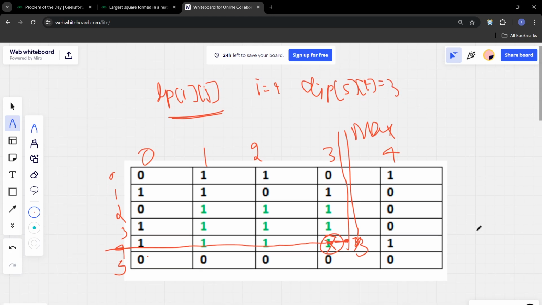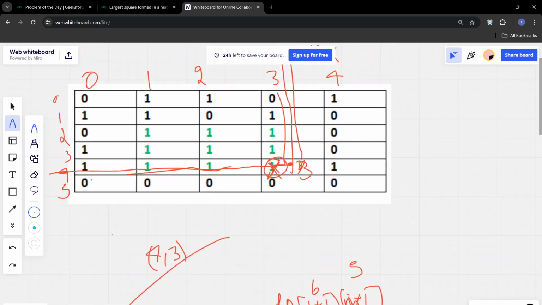Are you getting my point? That's the same thing. dp of i j means including this index, means including this one, the maximum side length of a square. If we include this index, this will come and this will come. This is the edge, right? We will not include this and this. So including this is the significance of dp of i j.